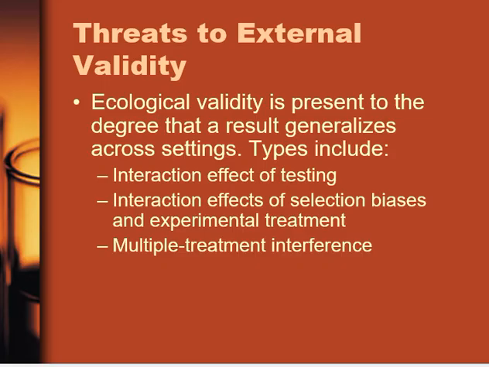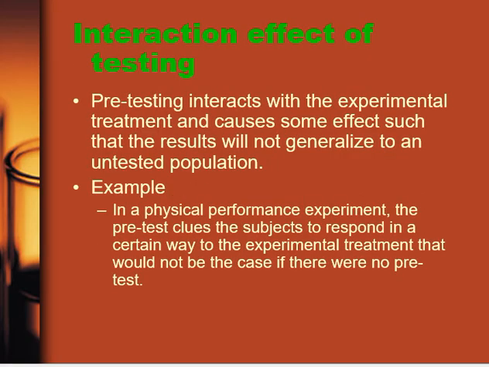And ecological validity can be impacted then by the interaction effect of testing. So we'll talk about that in a second. Interaction effects of selection bias and experimental treatment. And finally, multiple treatment interference. So the interaction effect of testing is when your pre-testing interacts with your experimental treatment. And this causes some effects such that the results are not going to generalize to an untested population.